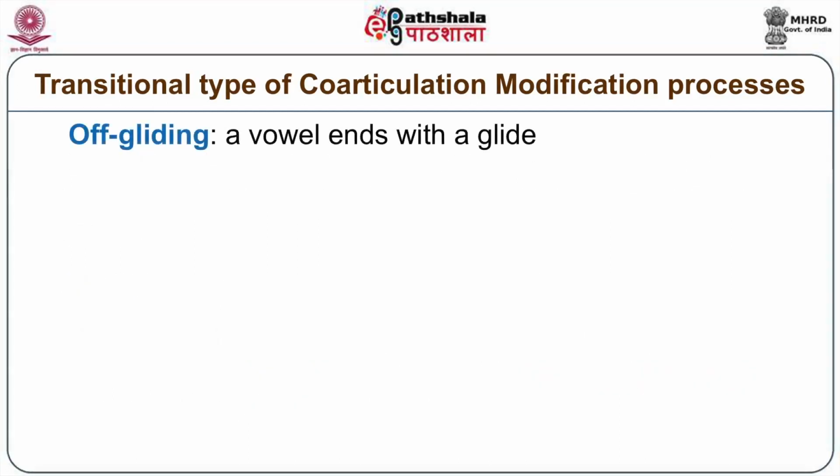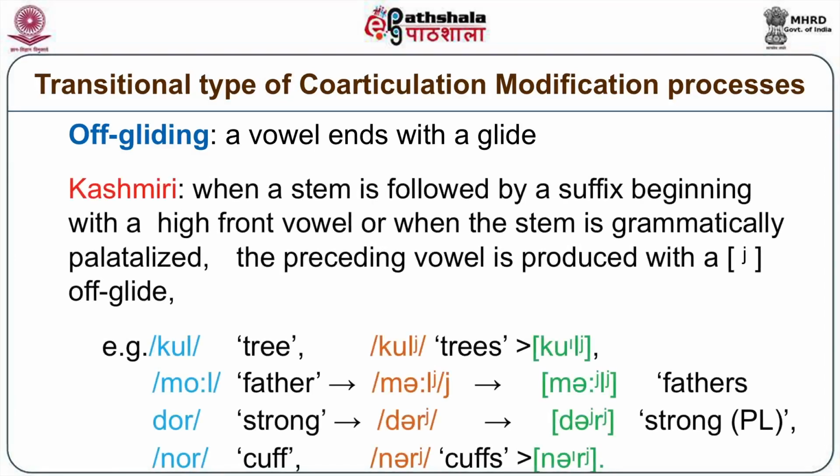Off-gliding is the opposite of on-gliding, when a glide is inserted after a vowel. This is found in languages such as Kashmiri, where before a palatalized consonant, the preceding vowel is off-glided. What we mean is something like, let's say, a palatalized consonant like alya, we hear it as ailya. So the I is the one which is off-glided. We have some examples for you.